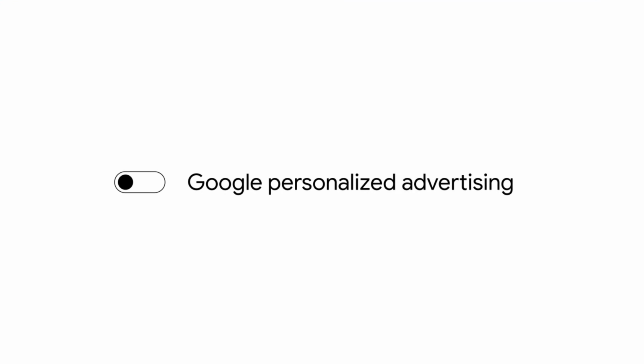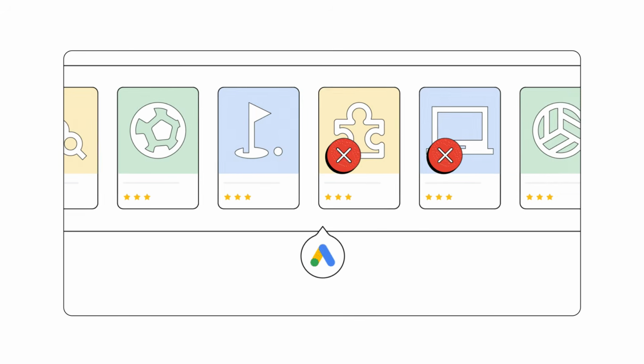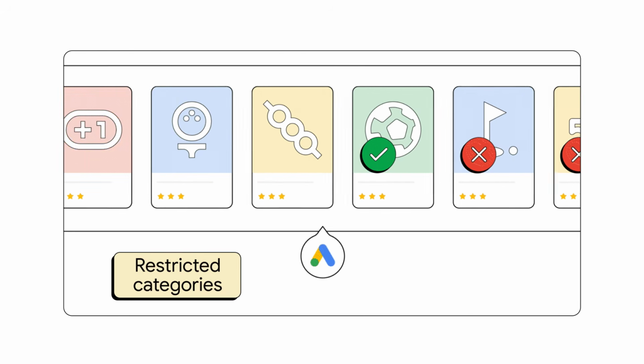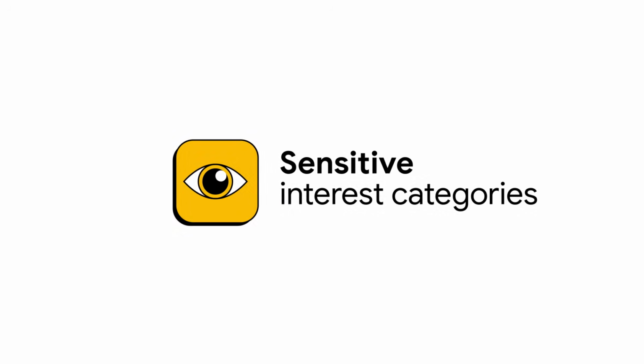Personalized advertising boosts ROI by increasing ad relevance, but Google restricts specific sensitive categories to protect user privacy. In this video, you'll learn which restricted categories impact your performance and how to fix policy violations if your ads are flagged. First, let's look at sensitive interest categories.